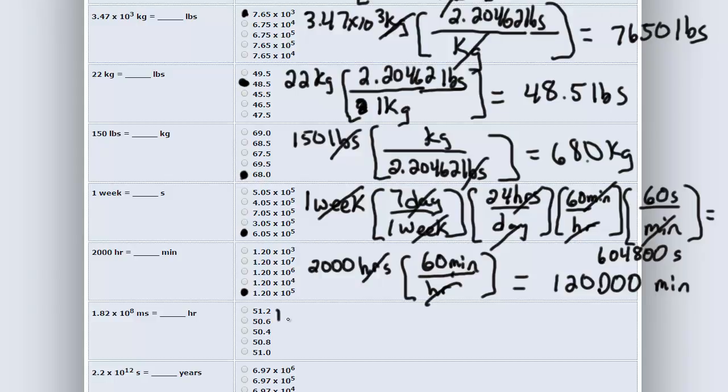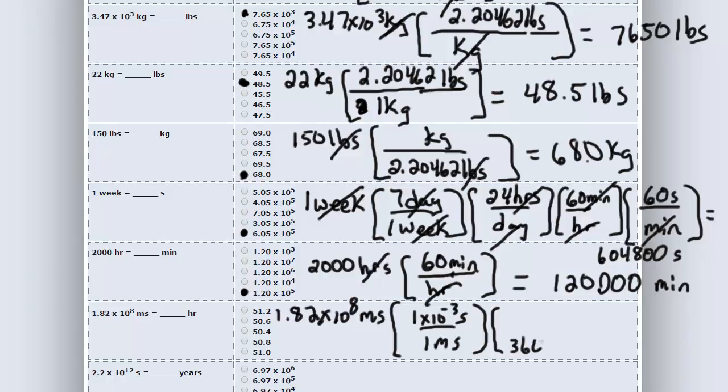Okay, so 1.82 times 10 to the 8th, and it's milliseconds, and we want to go to hours. Well, remember that there are 1 times 10 to the negative 3 seconds in every millisecond. Okay, so now we have it in seconds, and we want to go to hours. Now we could go from seconds to minutes, and then from minutes to hours. But 60 times 60 is 3,600. So why don't we just say there are 3,600 seconds in an hour and just be done with it? I mean, just make it easy on ourselves.